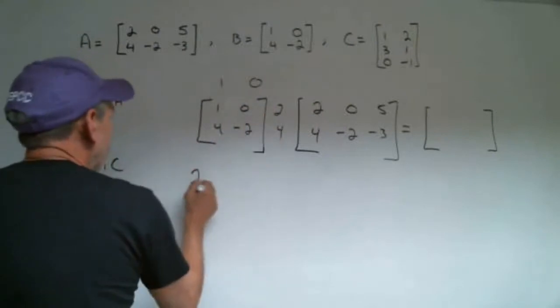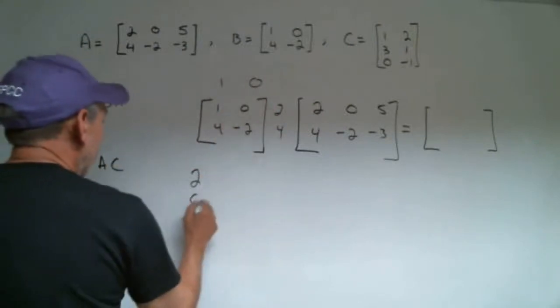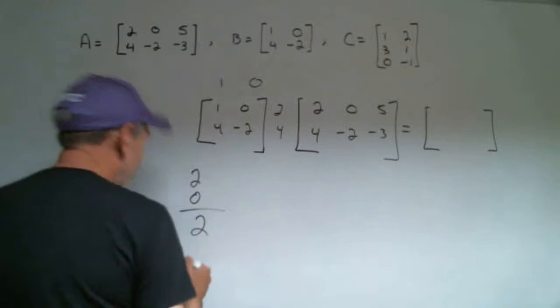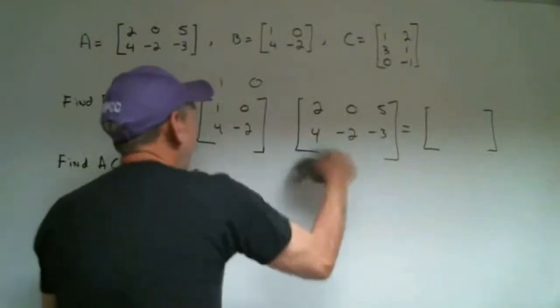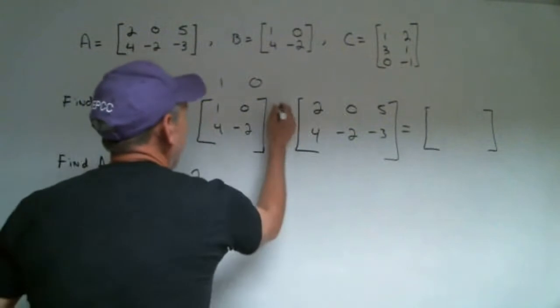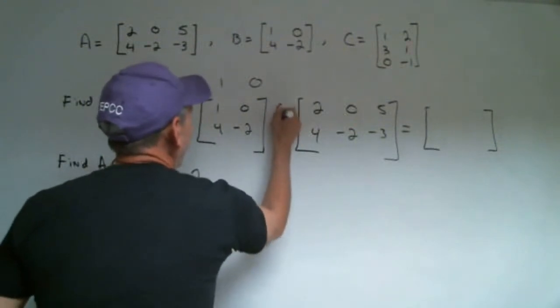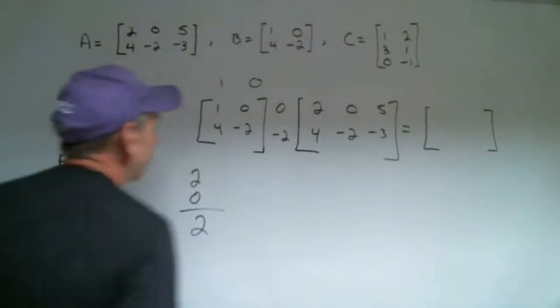1 times 2 is 2. 0 times 4 is 0. What's my answer? My answer is 2. So then I erase, right? I erase the first column, and I go to my second column. I put it here, right? Because this is like my placeholder, that I tell my students.